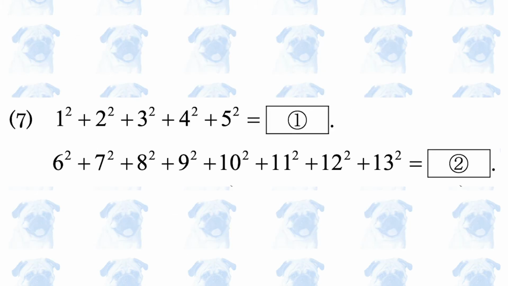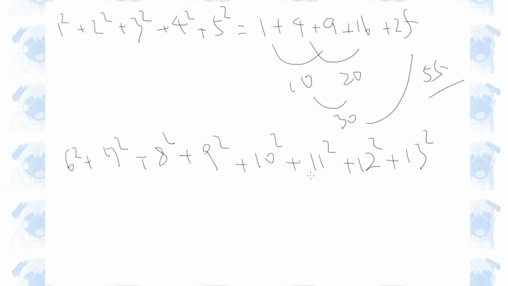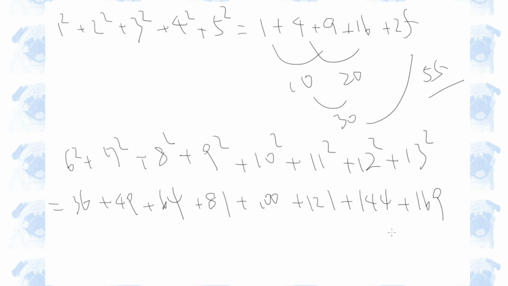And next we have a very weird pair of questions. There could be some clever tricks to solve these questions quickly, but let's just brute force these questions. 55. I'm sure most people can square 11, 12, and 13. And let's just add them up. This is the answer.